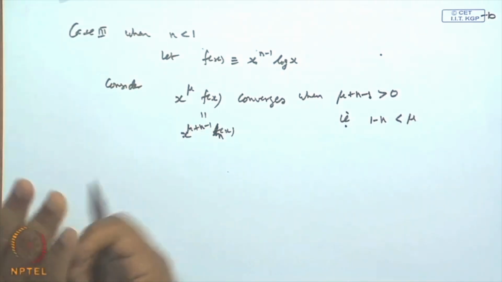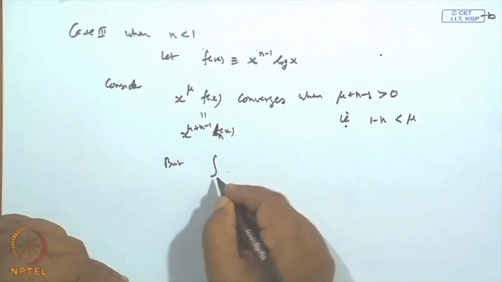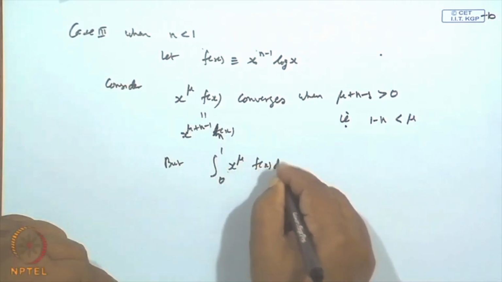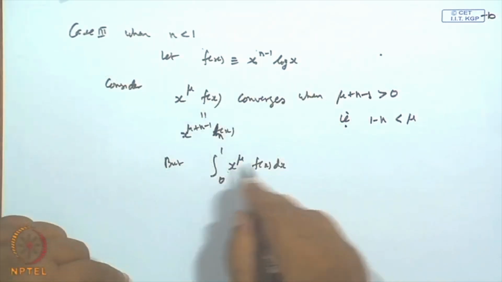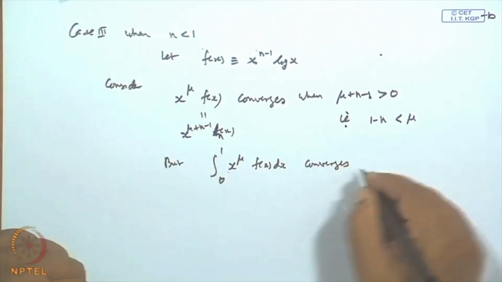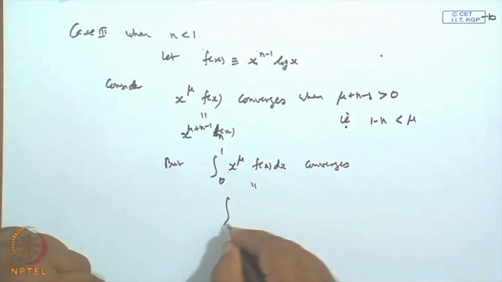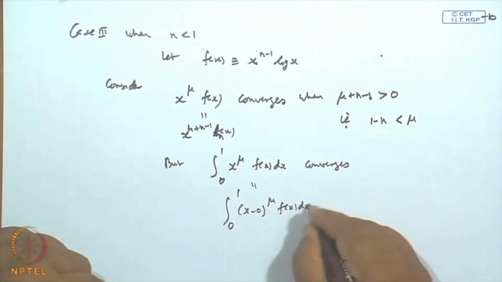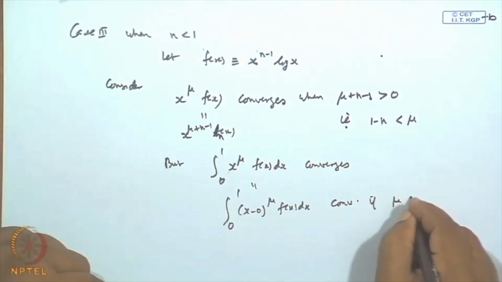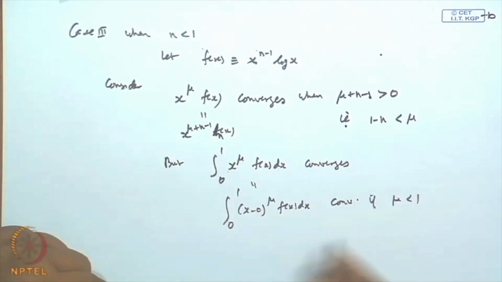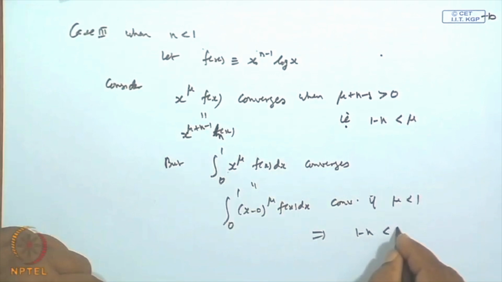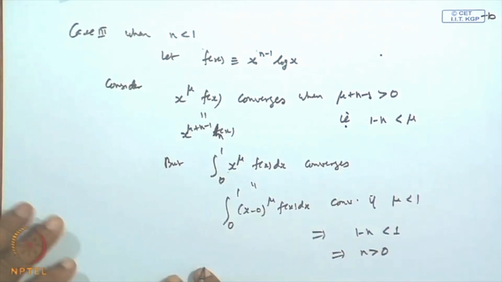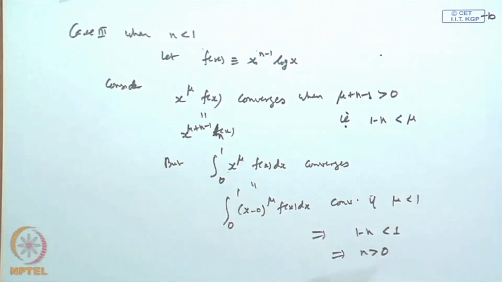Now this integral from 0 to 1 of x to the power mu f(x) dx is a bounded function. So this integral converges by the mu test, because it is the same as integral 0 to 1 of x to the power minus mu f(x) dx. So this integral converges if mu is strictly less than 1. So from here, 1 minus n is strictly less than 1, this implies n is greater than 0. So this integral converges when n is greater than 0.